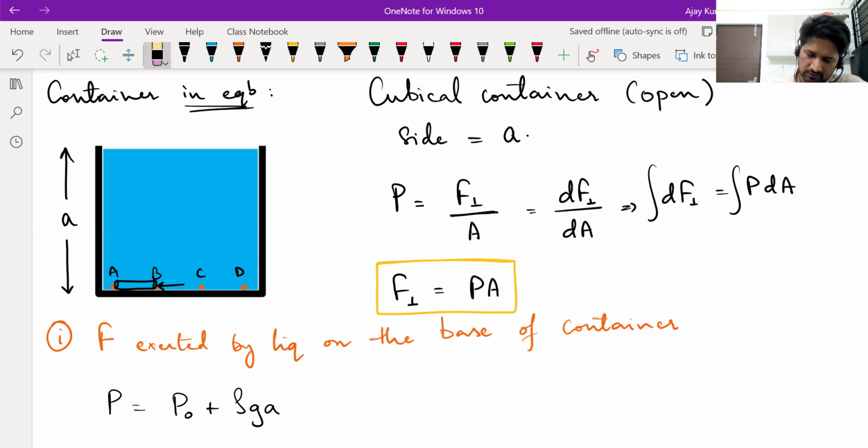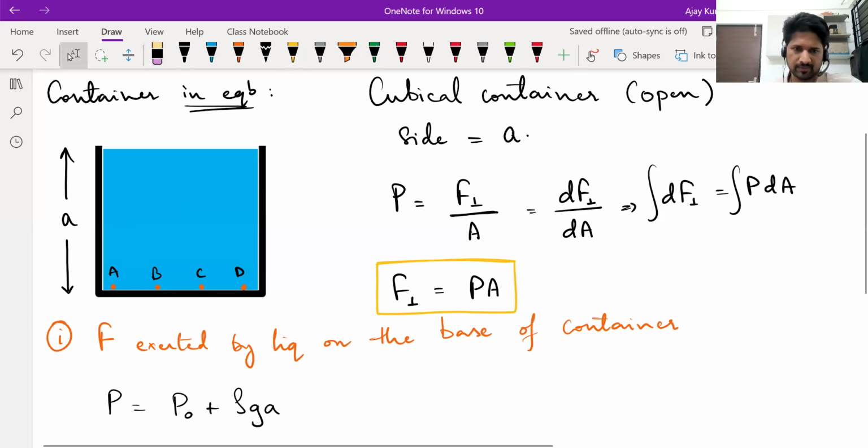Okay. So that is the justification we can give for the fact that horizontally there will be no pressure variation in a non-accelerated container. Pressure at this point will be the same as pressure at this point, because had the pressures not been the same at the same horizontal level, that part of the liquid must have accelerated. It does not. Anyway, so the entire base is at a pressure of P naught plus rho g a.